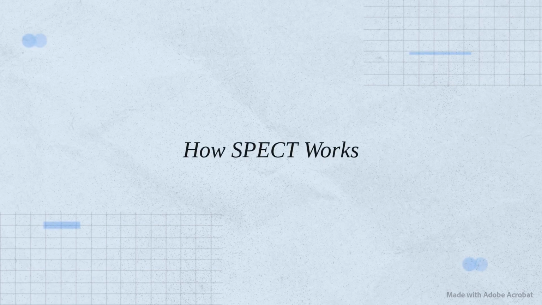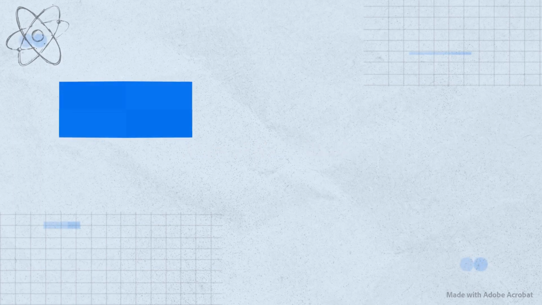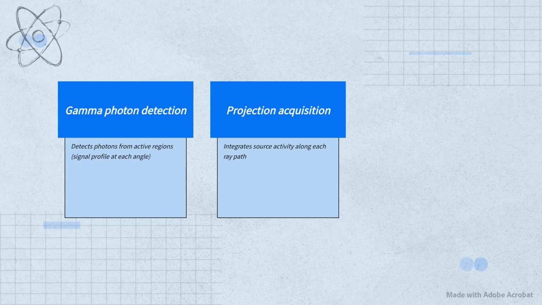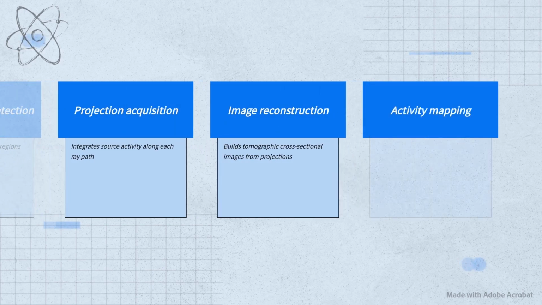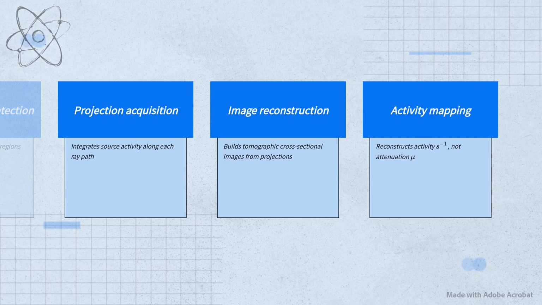Here's how SPECT works, from detecting gamma photons to reconstructing activity maps that reveal functional information. Gamma photon detection is central to SPECT, as it captures photons emitted from active regions, forming a signal profile at each acquisition angle. Projection acquisition involves integrating the source activity along each ray path, allowing SPECT to collect information from multiple directions. Image reconstruction is the process of building tomographic cross-sectional images from these projections, revealing the internal distribution of activity. Activity mapping in SPECT reconstructs the activity, measured in per second, rather than attenuation mu, which is typical in CT.